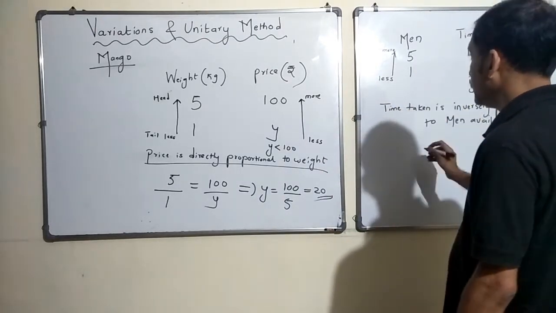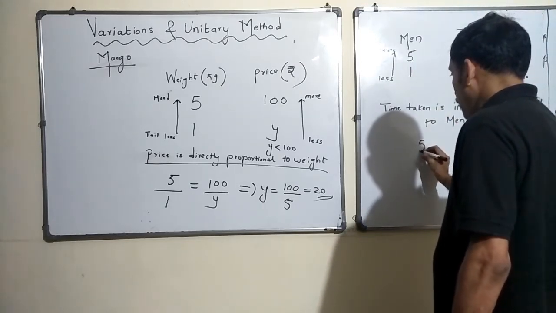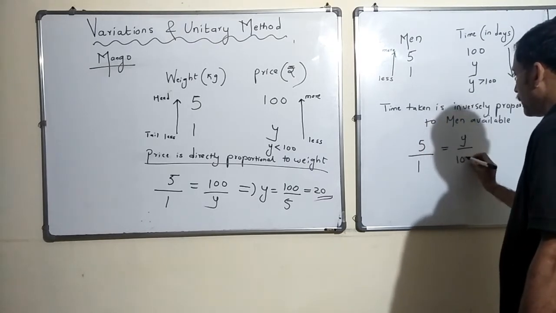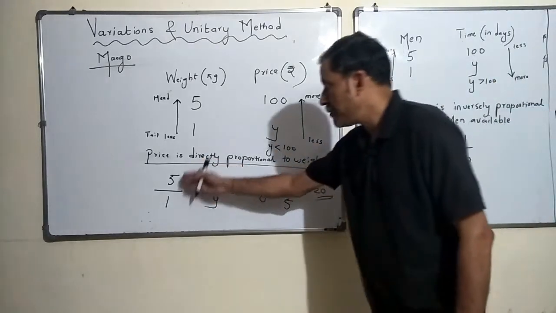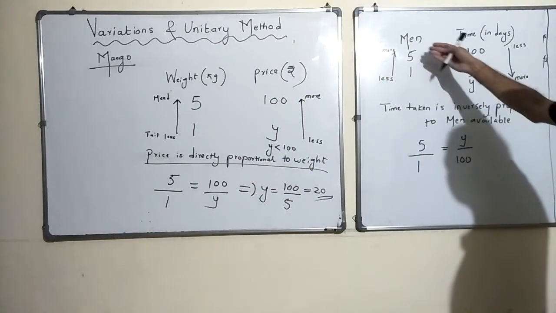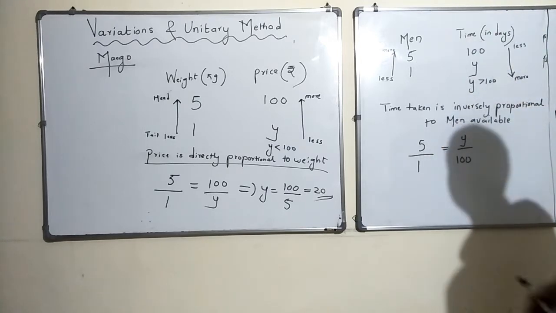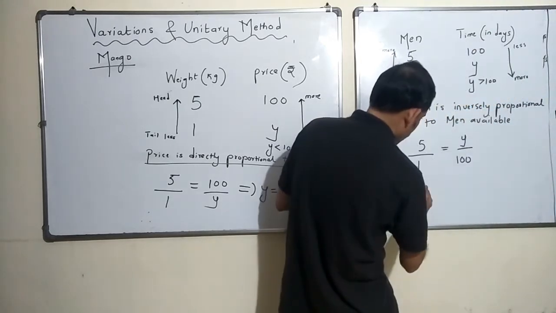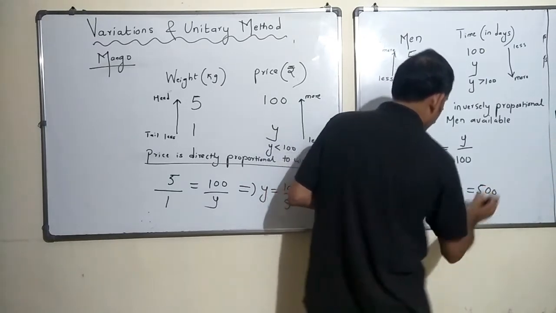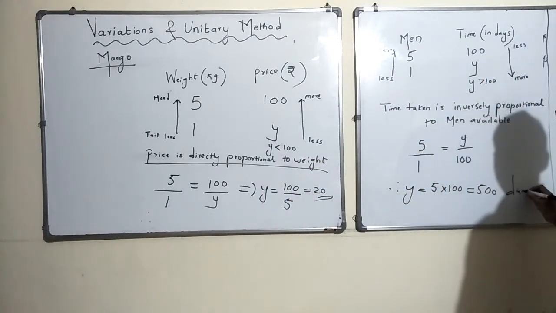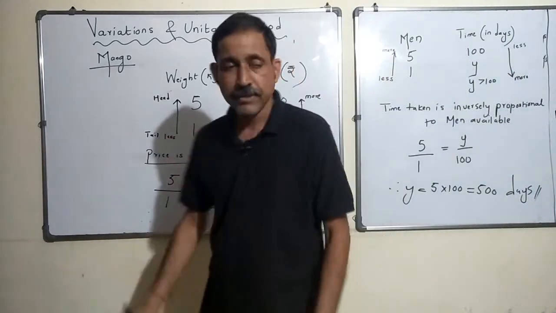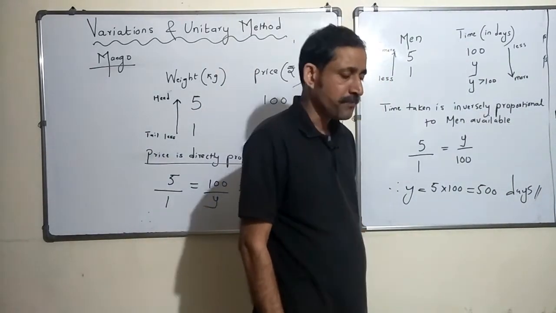Now in this case, this ratio, 5 by 1 will be equal to, you start from the reverse, y by 100. Earlier we said 5 by 1 is equal to 100 by y in the case of direct proportion. But here it is inverse. So 5 by 1 is equal to y by 100. Now if you solve this, it becomes 5 into 100 is equal to 500, 500 days. Correct, no? So this is an example of direct proportion. This is an example of inverse proportion, right?